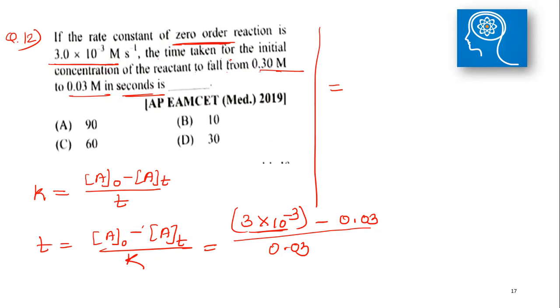Okay, so this one is 0.30 is the initial concentration. इथं काहीतरी wrong झालंय आपलं बघा. 0.30 is the initial concentration and 0.03 is the final concentration it falls to. Initial minus final upon rate constant. This is the value of rate constant. So don't get confused. This is the value of K.